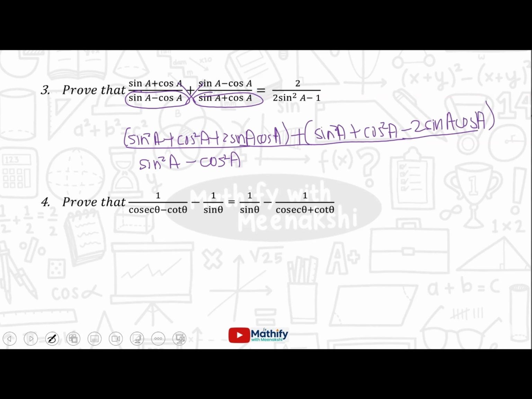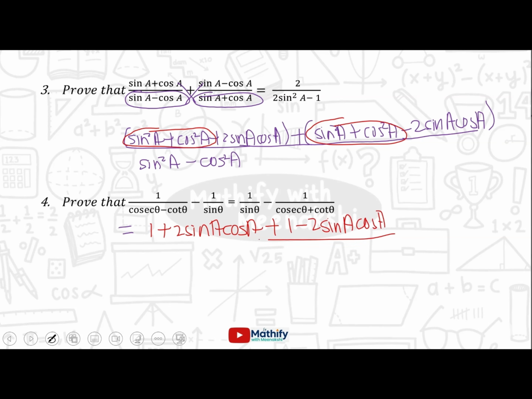Clear? Now, what is sine square A plus cos square A? 1. And here also it's 1. Just write 1 plus 2 sine A cos A plus 1 minus 2 sine A cos A. In the denominator, sine square A minus cos square A. Now, can we cut something in the numerator? Yes. What is 1 plus 1? It's 2. In the numerator, we want 2 only. But in the denominator, we don't want cos.